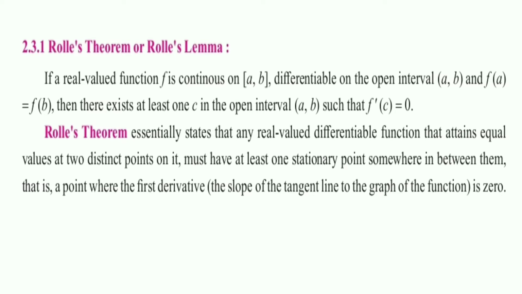Rolle's theorem essentially states that any real valued differentiable function that attains equal values at two distinct points on it must have at least one stationary point somewhere in between them. That is, a point where the first derivative, the slope of the tangent line to the graph of the function, is 0.